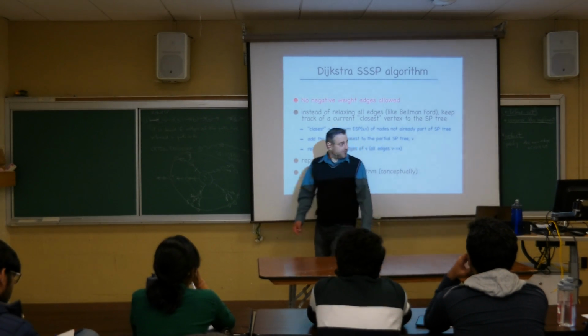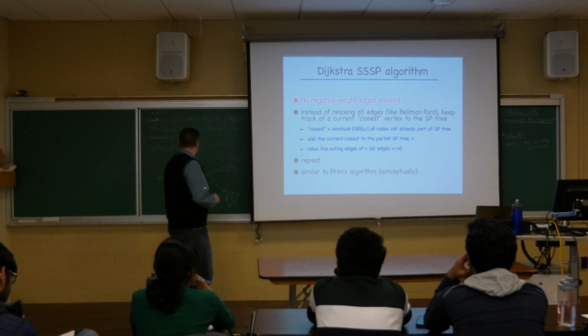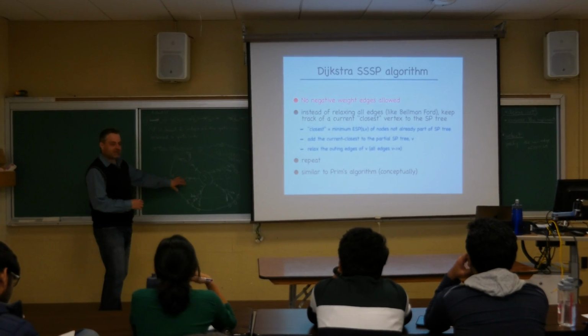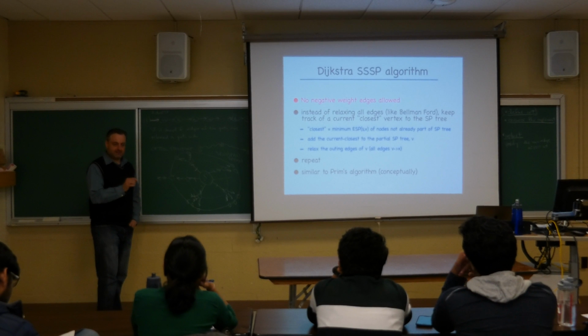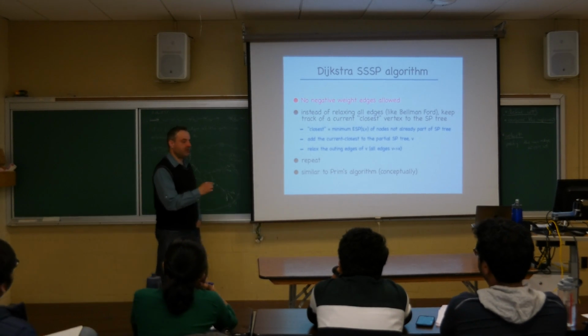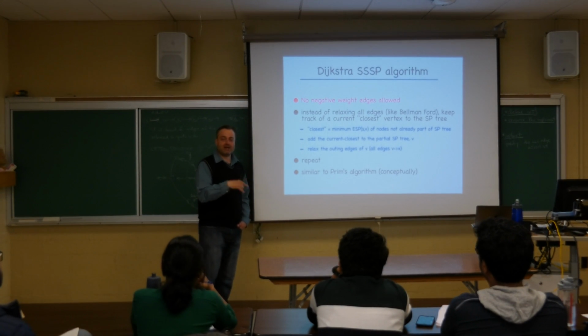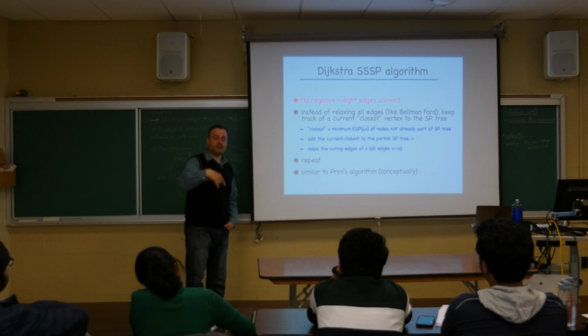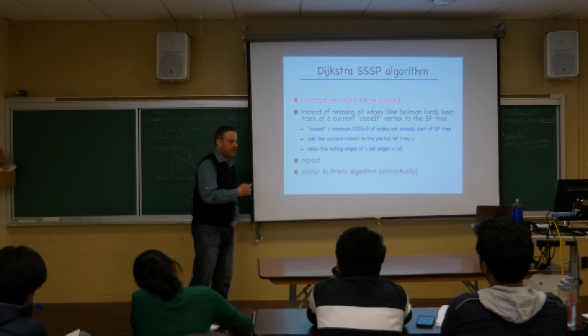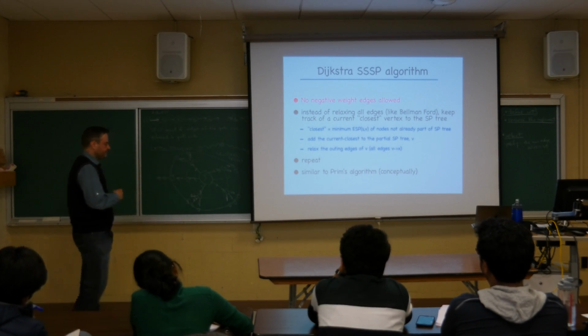Okay, so that being said, now let's do something smarter here. Bellman-Ford ends up being V times E because it relaxes all edges, E times V times. How can we do this better?